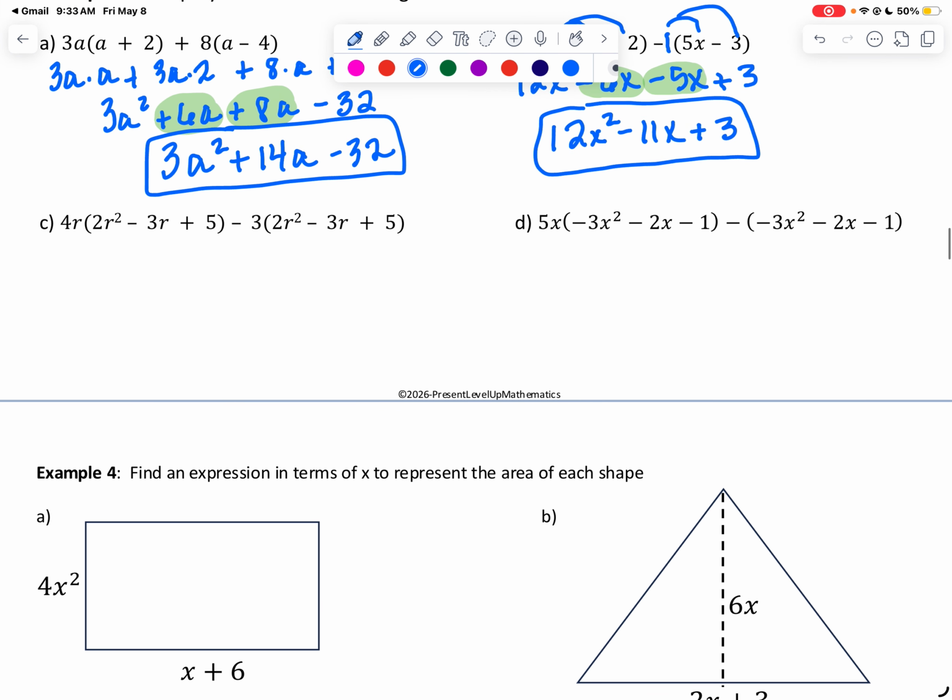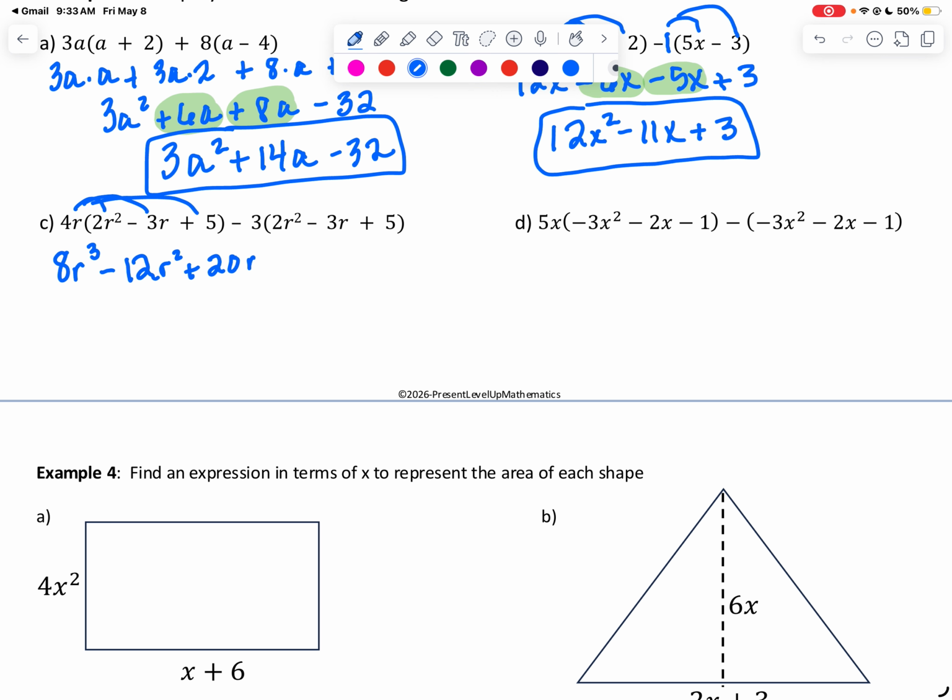All right, problem C. We have 4r times the quantity 2r squared minus 3r plus 5 minus 3 times the quantity 2r squared minus 3r plus 5. So I'll start by multiplying everything in this first parenthesis by 4r. So 4r times 2r squared would be 8r to the 3 power. 4r times negative 3r would be negative 12r squared. And 4r times positive 5 would be 20r.